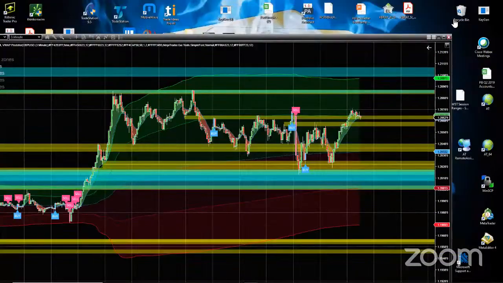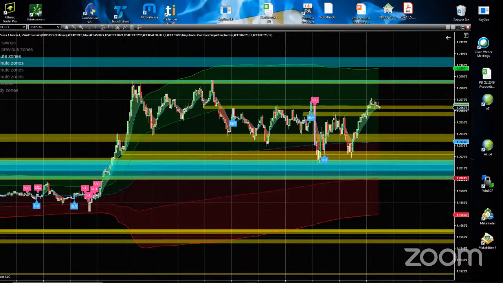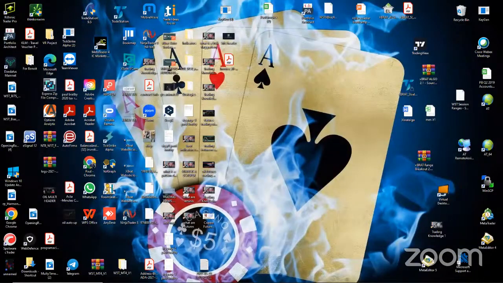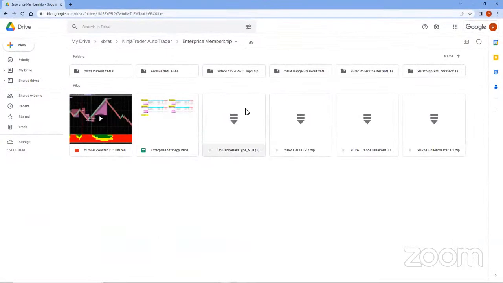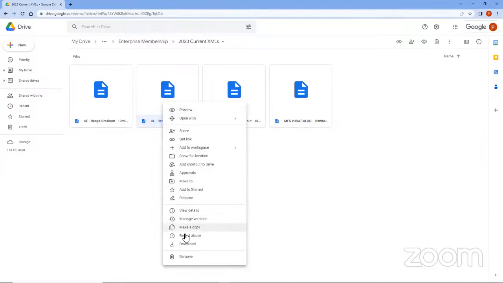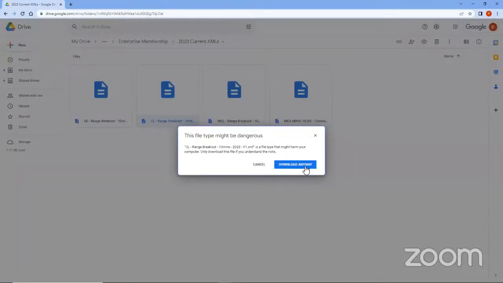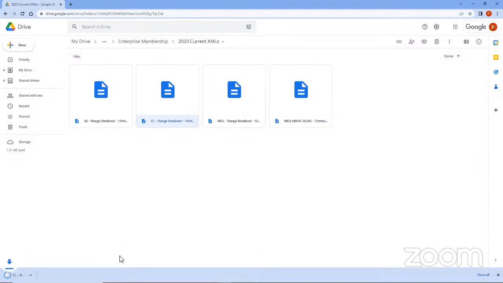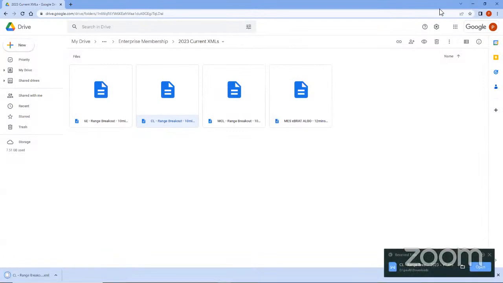So what I wanted to do was just come out and bring over, to show you what happens in the enterprise membership for the automated strategy builders. So the current XML files: we've got 6E, CL, MCL range breakout, and MES xBrat algo. So you would download this file here, download anyway. Okay, so that's in my downloads folder.